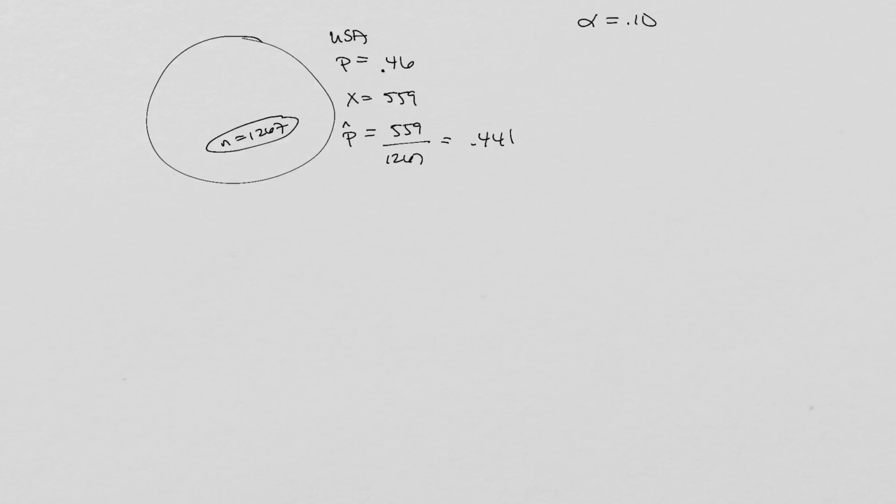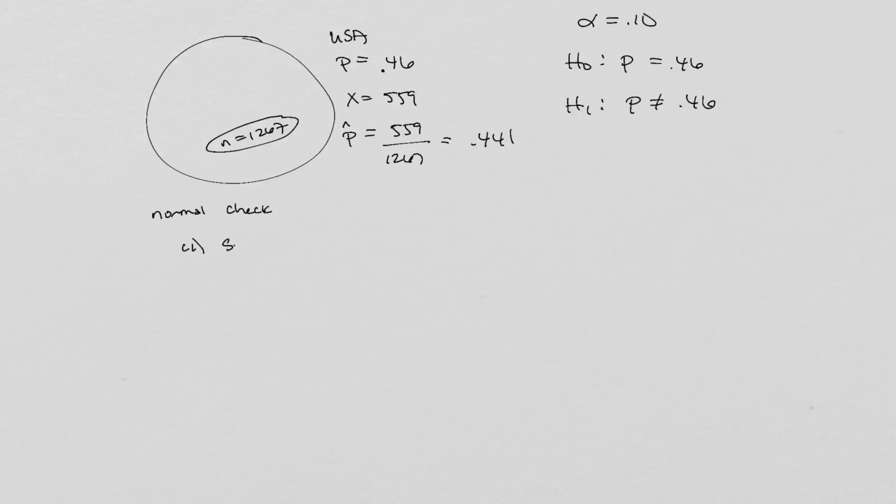And in this case, let's do a test where alpha is 0.10. Let's do this. I want it to be a two-tailed test, right? So the claim is that the population proportion is 0.46. Since it's a two-tailed test, we're just going to say P is not 0.46. It could be bigger, it could be smaller. Okay, so for these samples of size 1,267, let's do our normal check.